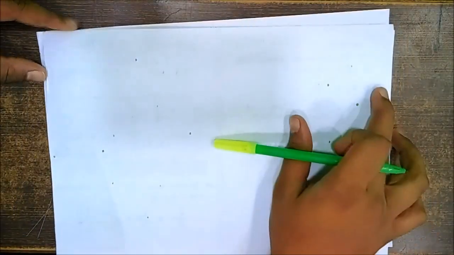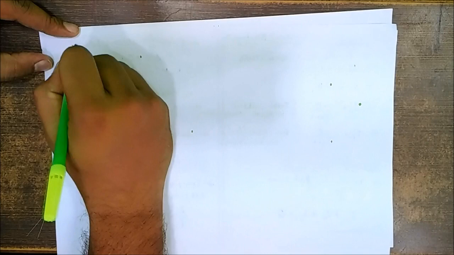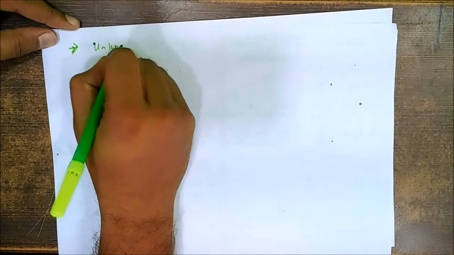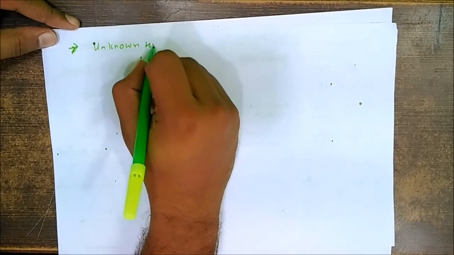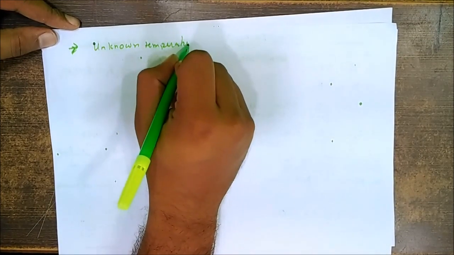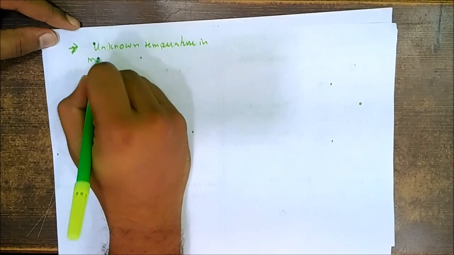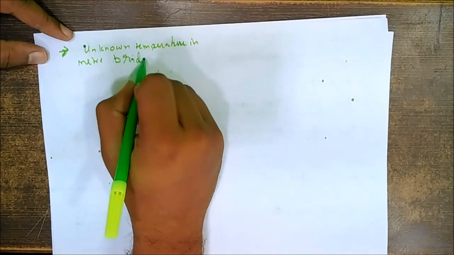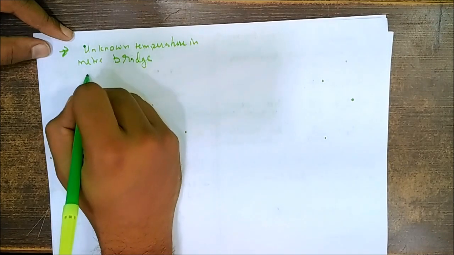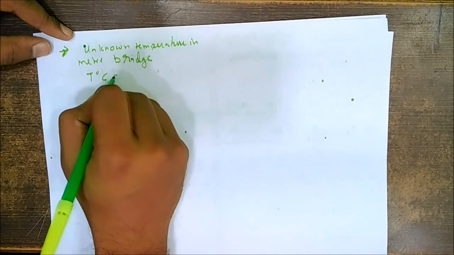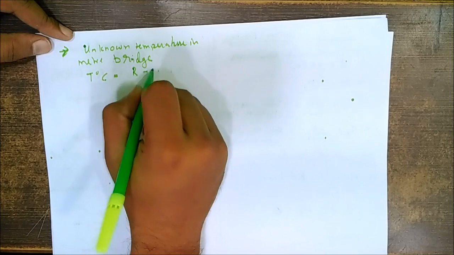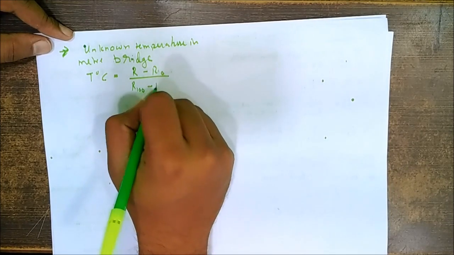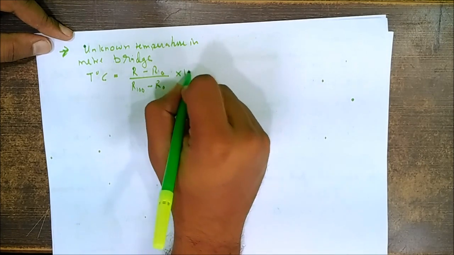Now unknown temperature in meter bridge. This is an important formula. So we have T degree Celsius is equal to R minus R naught upon R100 minus R naught into 100.